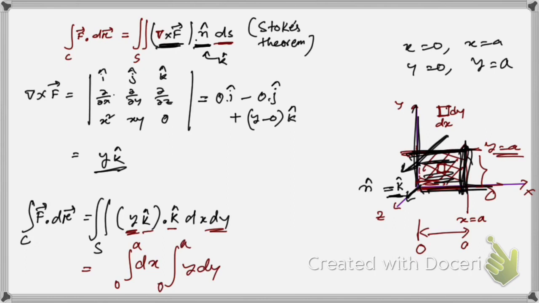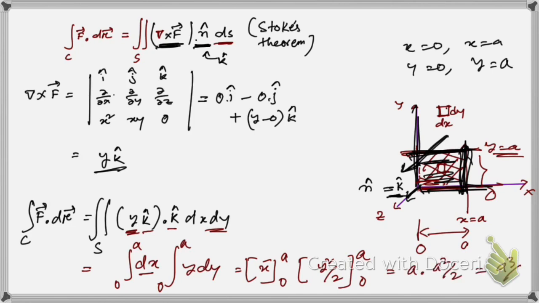So if you integrate this, then what are you going to get? Integrating dx, we get x from 0 to a. Then if you integrate y, you get y square by 2, from 0 to a again. If you put the limits, then you get a into a square by 2, which is equal to a cube by 2, right? So this is the required answer. Hope you have understood this. So we have completed question number 3.